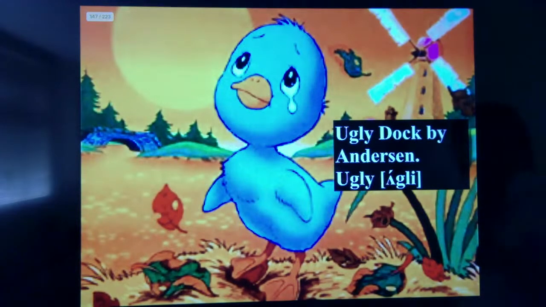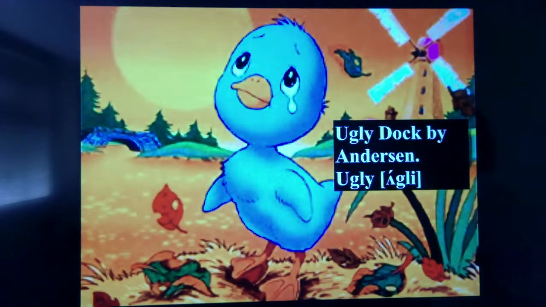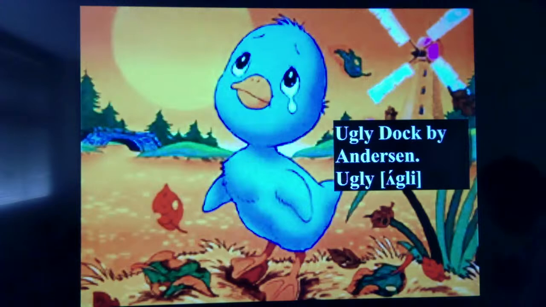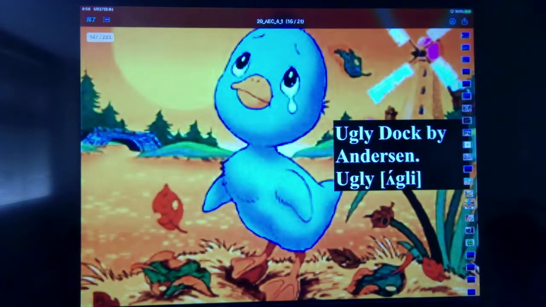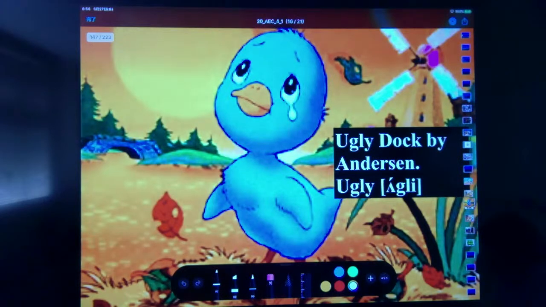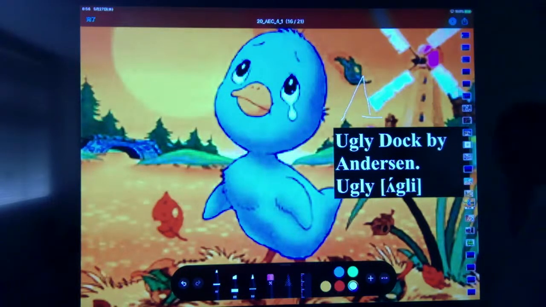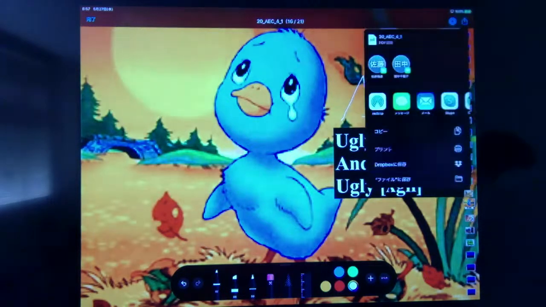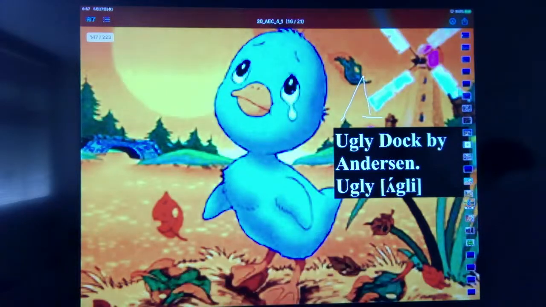And people use this word, ugly. The accent is quite strong, and the pronunciation is strong too. So the pronunciation of ugly is this one. Strong A pronunciation, ugly duck. So you should be careful when you use ugly. It's quite a strong word, so you should be careful when you use the word ugly.